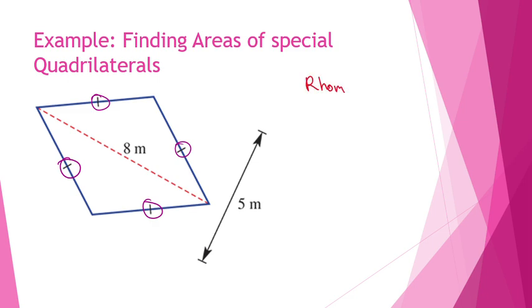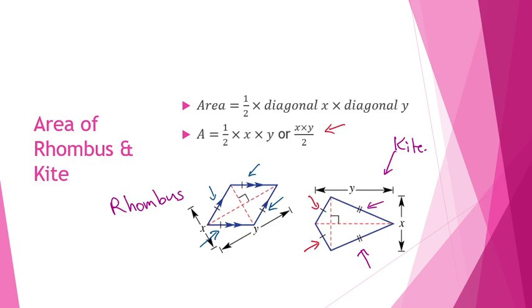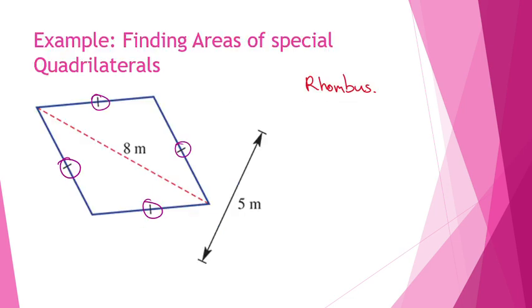This is a rhombus. Okay. Now let's just go back to find out what our formula for a rhombus is. So it is this equation here. So I have 1/2 times x times y, or x times y over 2.